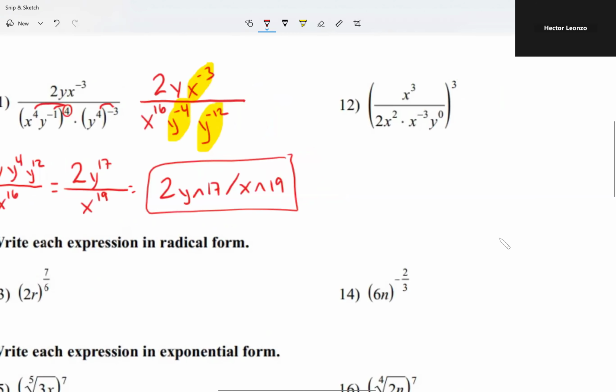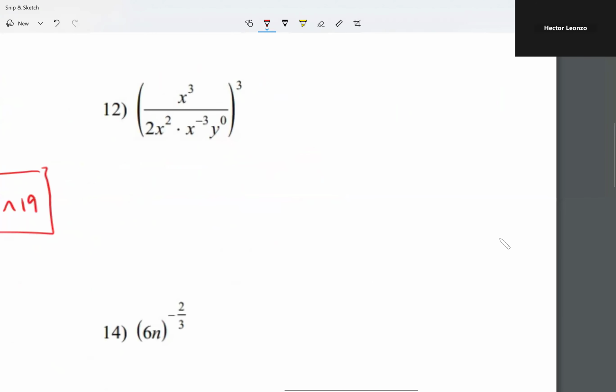Let's take a look at another example. I'm going to look at number 12. The first thing I do is parentheses. The exponent on the outside, in this case 3, is going to multiply to all the exponents on the inside. So it's going to multiply to this, to this, to this, to this, and to the exponent here. In this case, it happens to multiply to everything because everything is inside the parentheses. So that gives me x to the 9th.